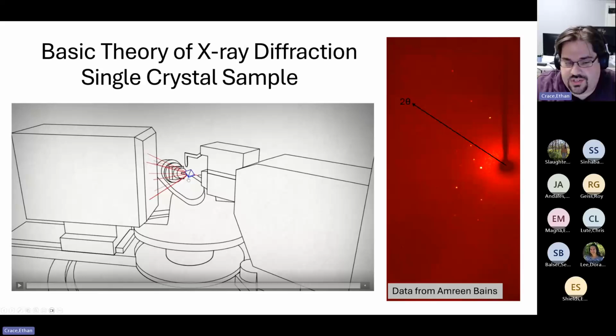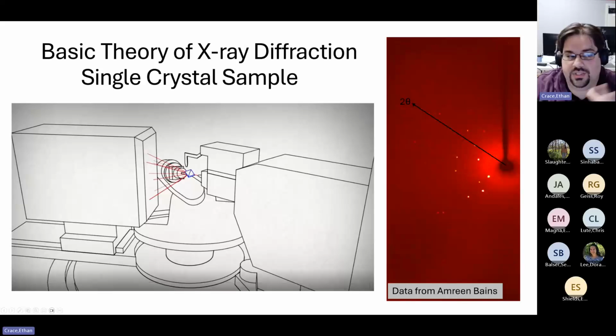This is a crude cartoon just to show you what the experiment looks like if we sat and watched it. Over here is some actual data that was collected on a sample here in the arc. And so these are very typical images that you see. You see a bunch of spots, and as we rotate the crystal, the spots change and new ones appear.